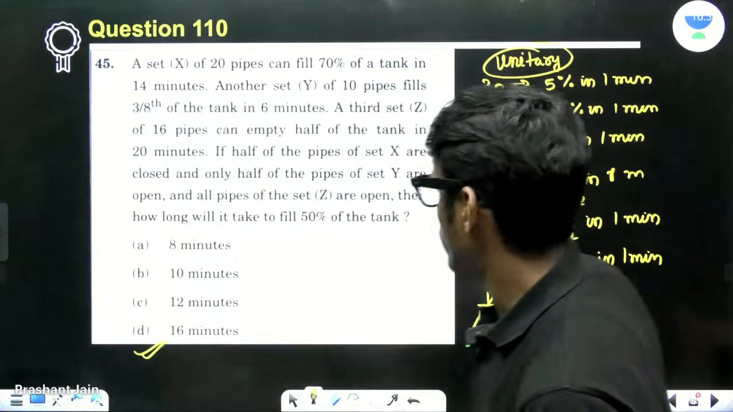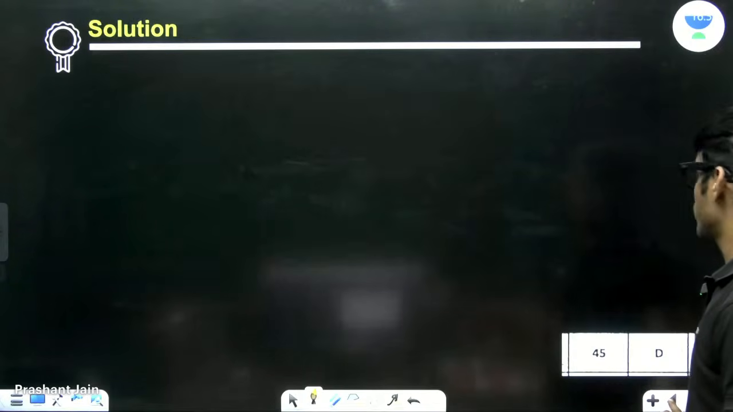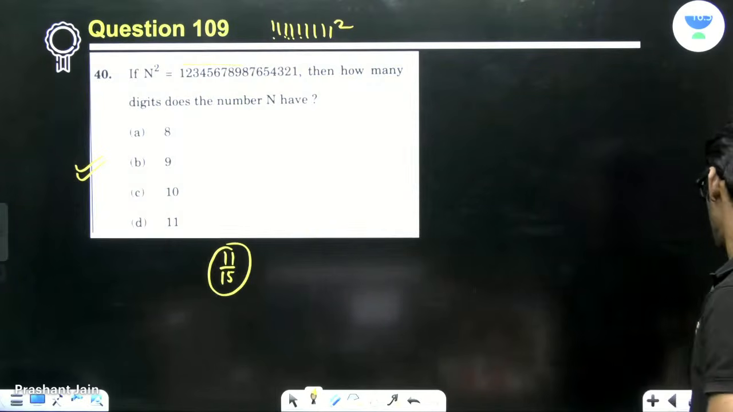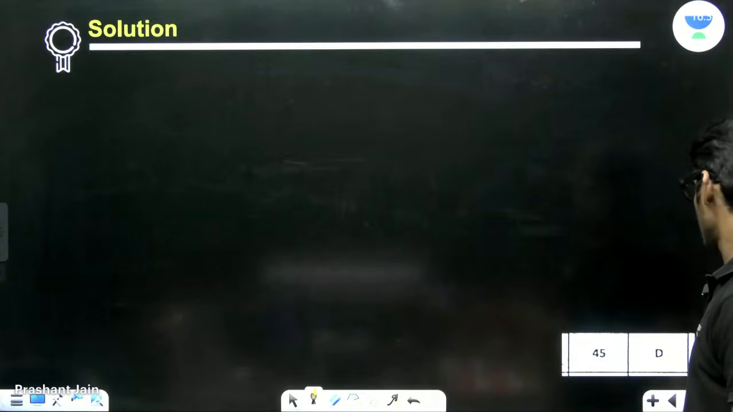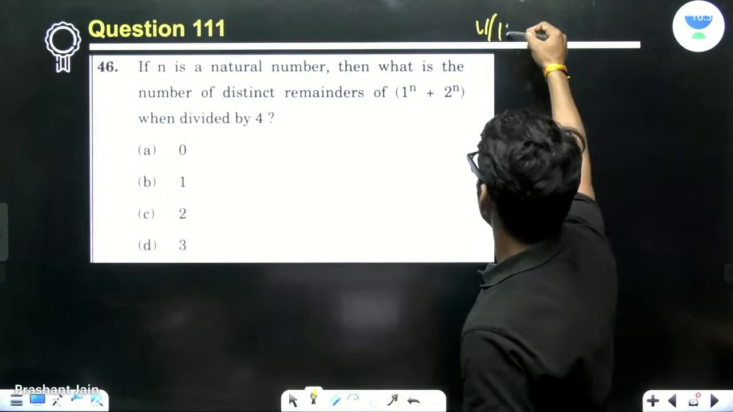Yes, this is for round 2, guys. Yes. Like I said, D is the correct answer. So how many have we done? 15, 16. So 11 out of 16 till now, right?